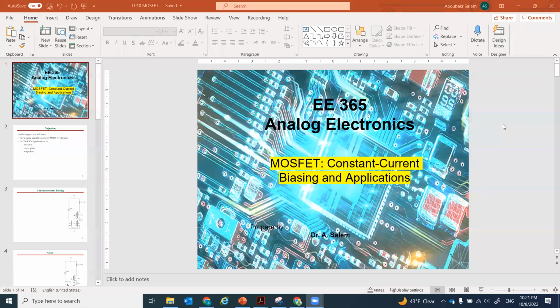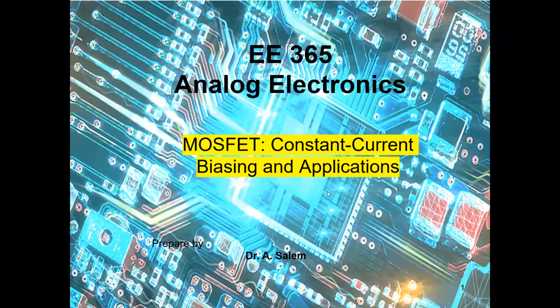Hello everyone. Today we are going to discuss together one part related to MOSFETs. Last class we discussed one of the circuit applications of MOSFET. Today we are going to continue discussing one configuration for MOSFET, which is constant current biasing. And then we will discuss some applications of MOSFET.